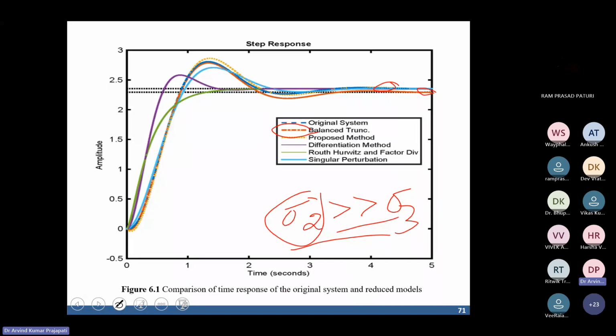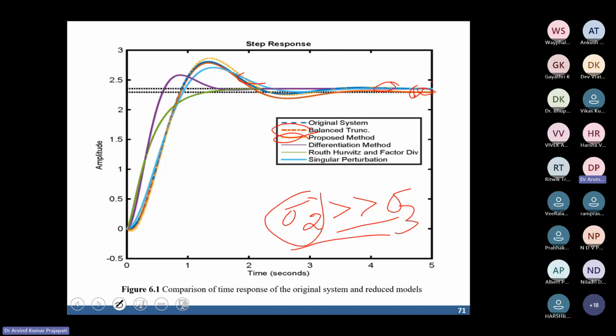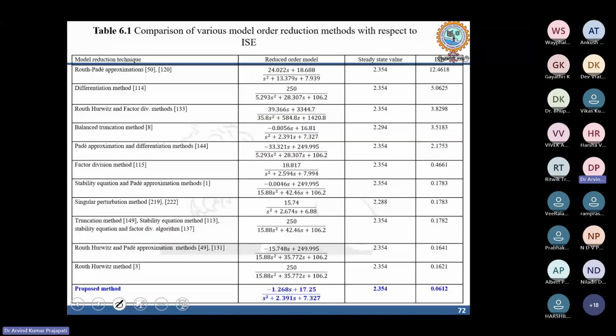To overcome this, I have proposed the method which is given here. So if you see, the proposed method and the original system are overlapping at s equal to 0, and also at s equal to infinity. So there is no steady state error. Similarly, you can also compare your method with the other existing methods. Here I have compared in terms of different steady state values as well as integral square error. You can see the proposed method is giving the least error as compared to the other existing methods.